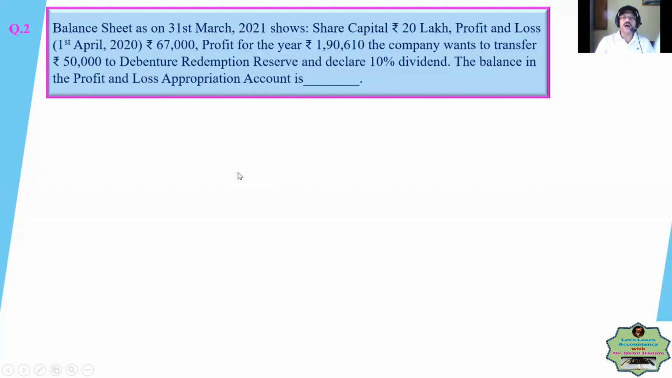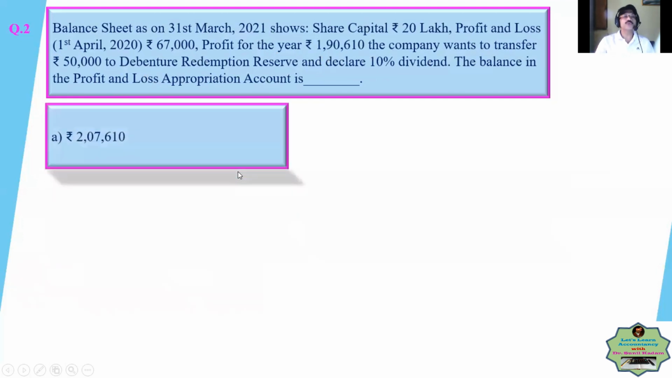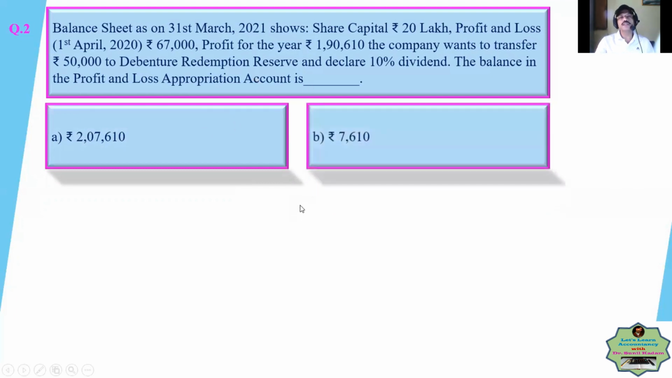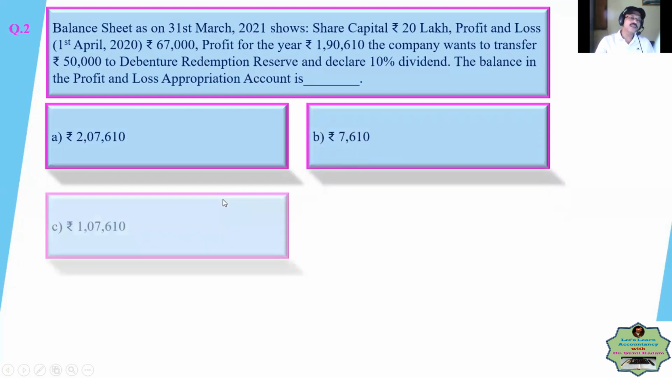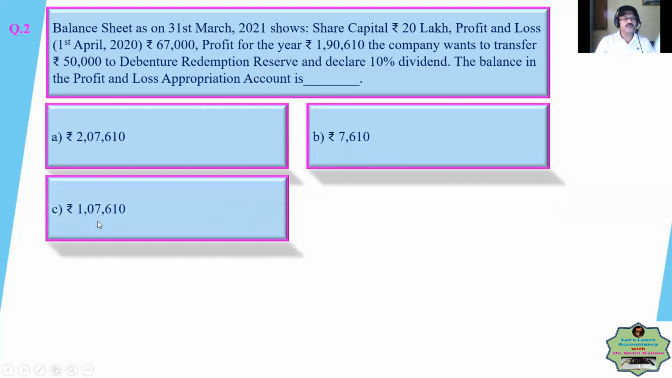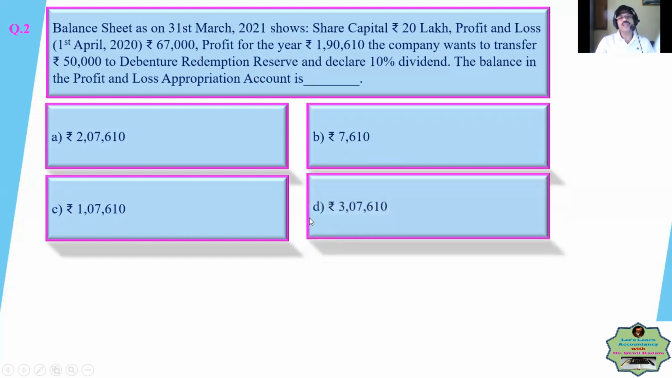And the options are: rupees 2,07,610, the appropriation balance that we need to find out; the second option is rupees 7,610; the third option is rupees 1,07,610; and rupees 3,07,610. These are the four options given, and the correct answer is number one, rupees 2,07,610.